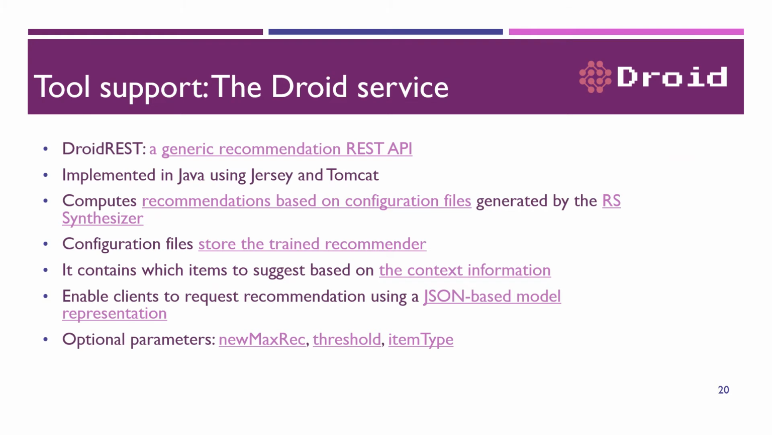The Droid service contains the Droid REST, a generic recommendation REST API implemented in Java with Jersey and Tomcat. It computes recommendations based on configuration files generated by the recommender system synthesizer. These configuration files store the trained recommender with the information of which items to suggest based on the context information. The context information is the element in the current model being developed. It also enables clients to request recommendations using a JSON-based model representation. Optional parameters are also possible, like a maximum number of recommendations, threshold value, and item type.